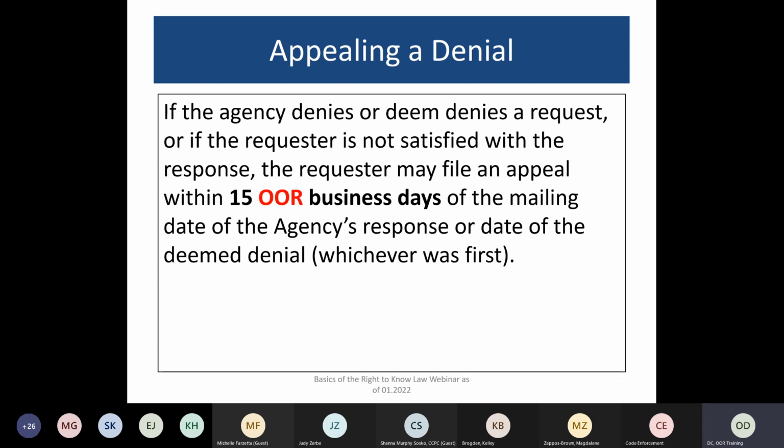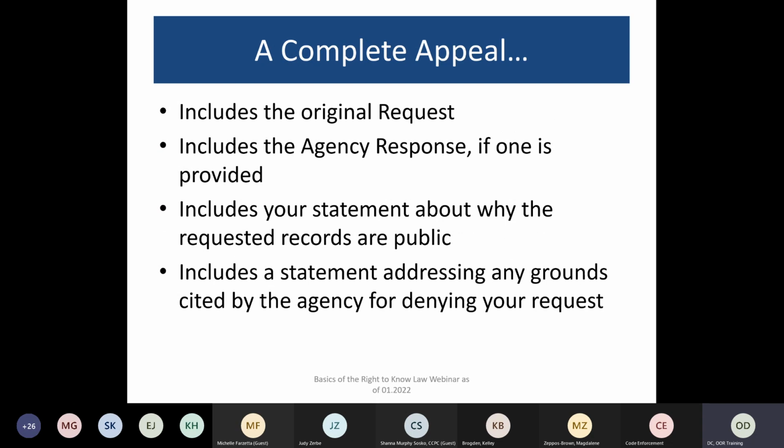So let's close here by quickly talking about appeals. When you deny a Right to Know request, the person has 15 business days, Office of Open Records business days, to file the appeal. Okay, and that would come usually through our website. When an appeal is filed, there are 4 elements that we look for. We need a copy of the original request, a copy of the agency response, provided there is one. Then the person needs to provide a statement as to why they think the records are public. And finally, why they think the agency's basis for denying the request is inappropriate.